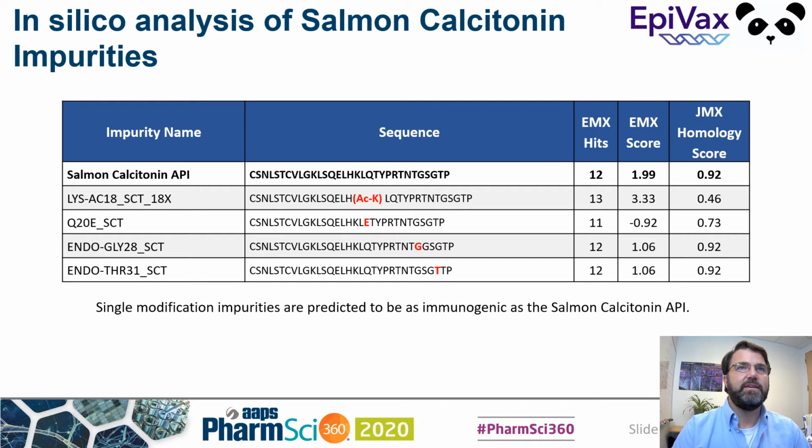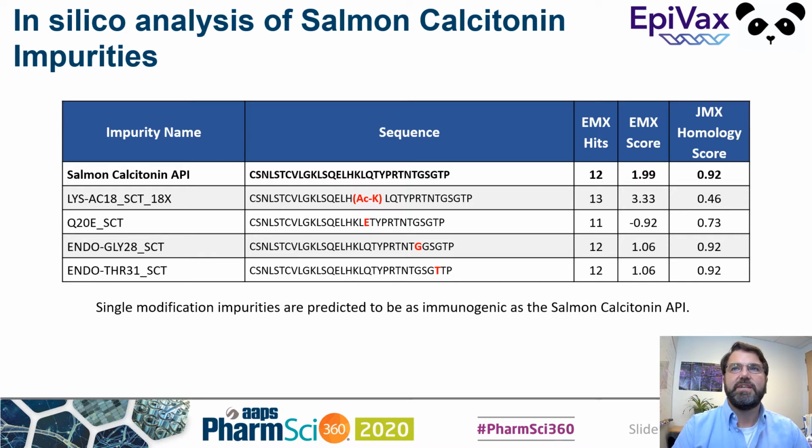We were provided with 4 impurities that were identified in generic salmon calcitonin, and when we look at these, you can see where the modifications leading to the impurities are. They're highlighted in red here, so it has to do with an acetylation, a change of amino acid, or insertions at different spots. What you can see is the overall number of epitopes or EpiMatrix hits remains the same between these impurities compared to the API.